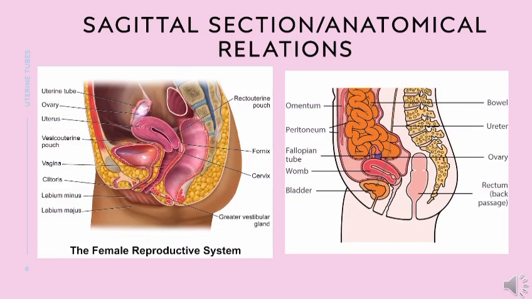On the sagittal section, you can better visualize the location and the anatomical relations of the fallopian tubes. So here we can see the uterus, the bladder, the intestines, and then we can also see how the peritoneum covers over here.